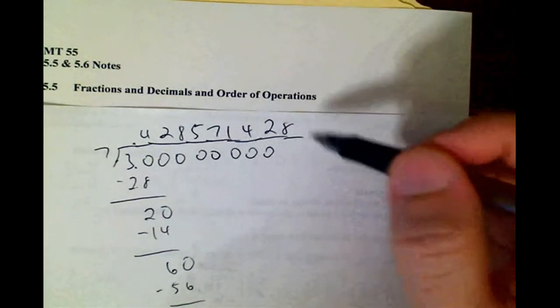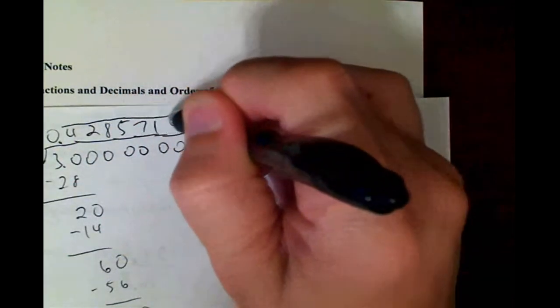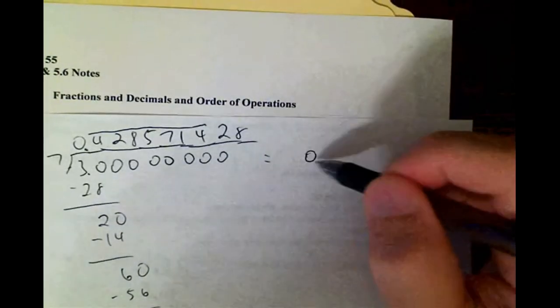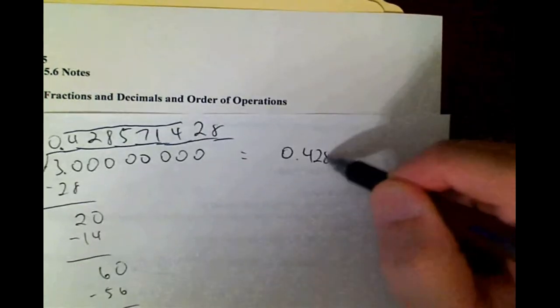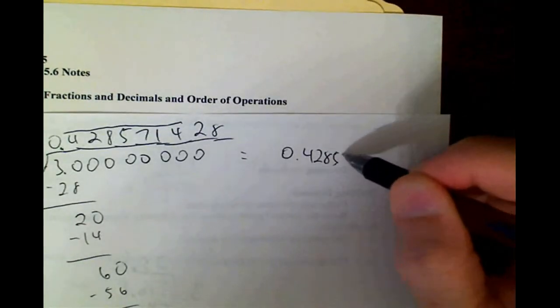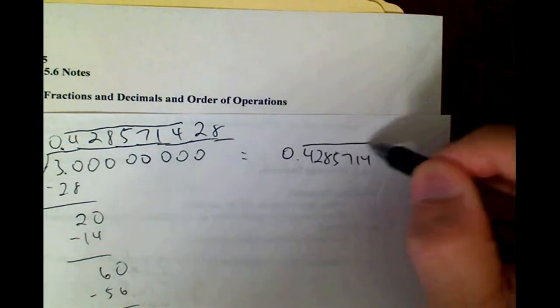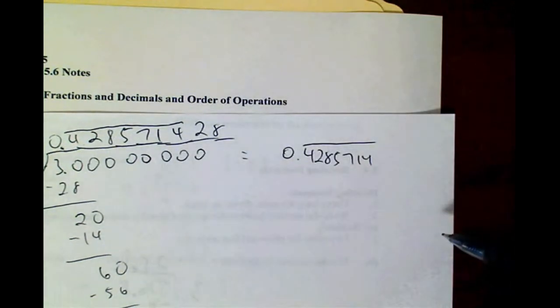See the pattern? What that means is the 4, 2, 8, 5, 7, 1, 4 are all repeating. That's our answer. Yes, it is true. You're going to have more than one digit repeating. 4, 2, 8, 5, 7, 1, 4. That's how you would write it.